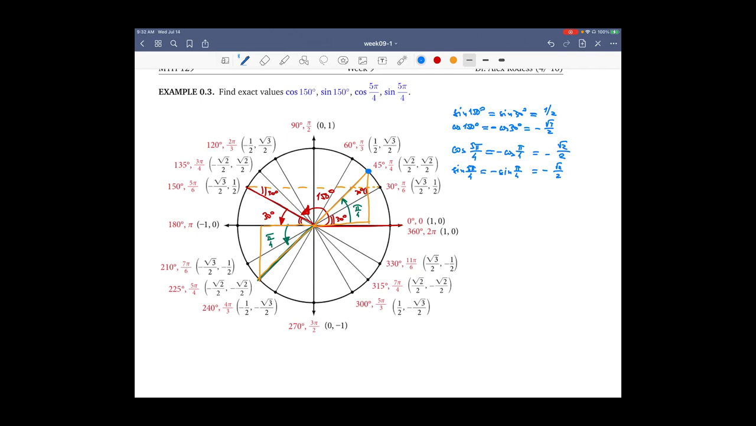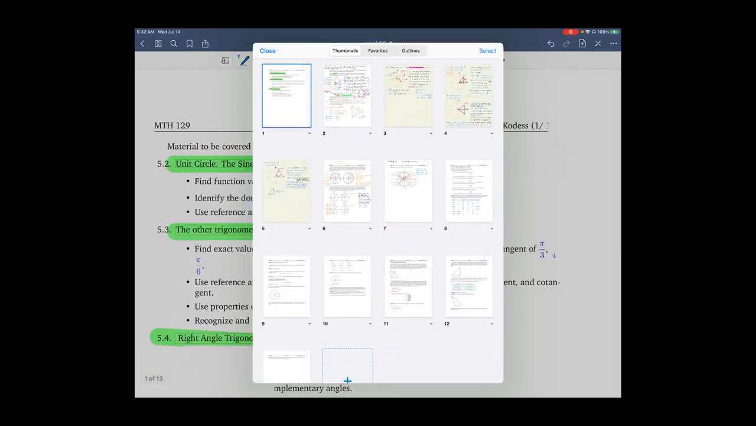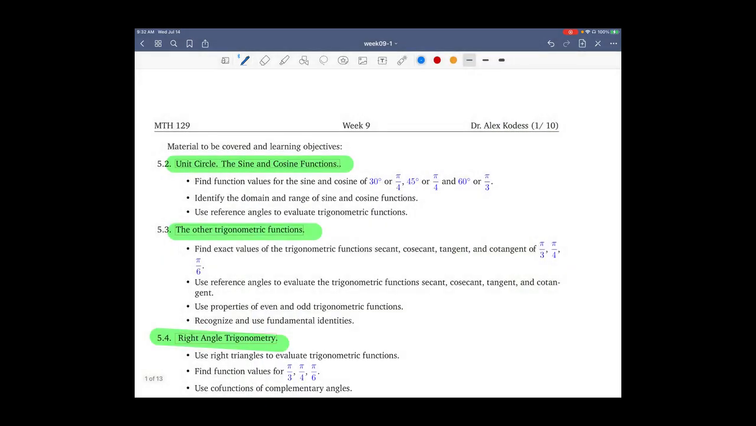All right. You will practice this more in your homework, and we are done with the first topic this week, the sine and cosine functions. Thank you.